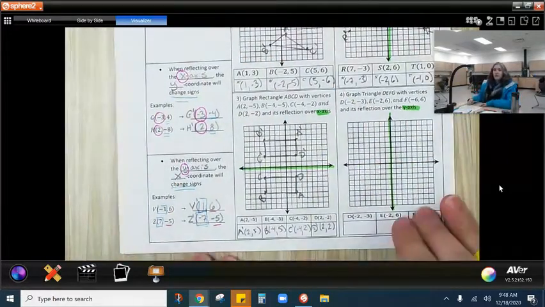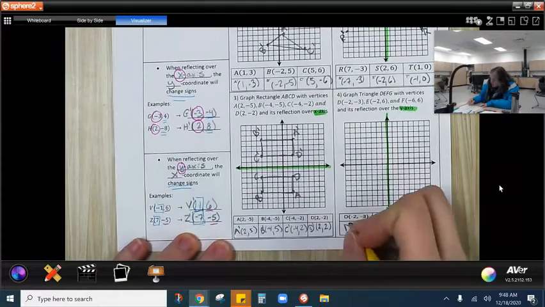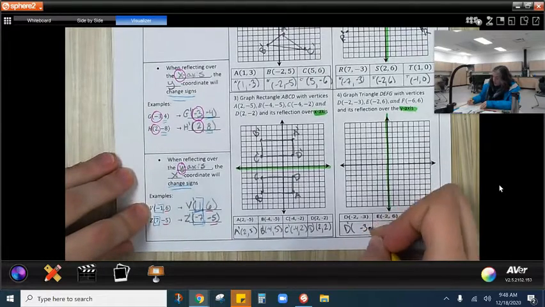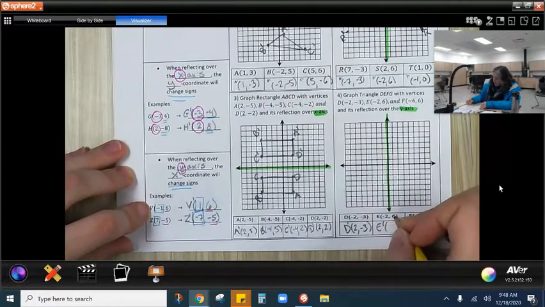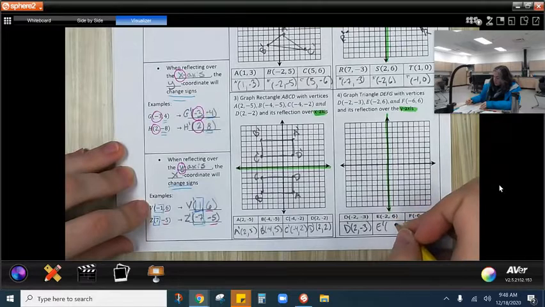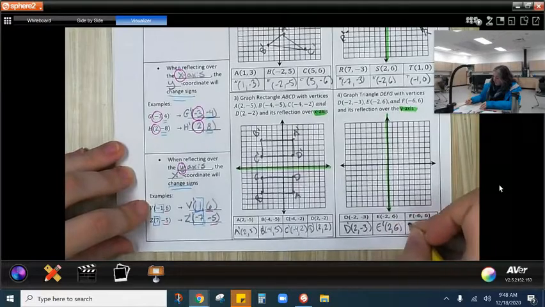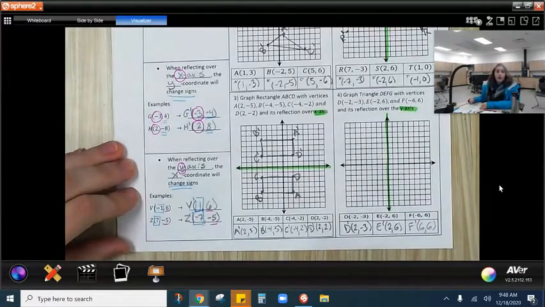So let's try out that rule for this guy. All right. So we have D prime. The y coordinate is at -3. So it's going to stay the same at -3, and our x will change sides. So this will turn into a +2. E prime, our y coordinate is going to stay the same. So it's at 6, and the x coordinate will change signs. So it'll be a +2. And then F prime, the 6 stays the same, but the -6 will turn into a +6. All right. So try graphing those, see what happens.